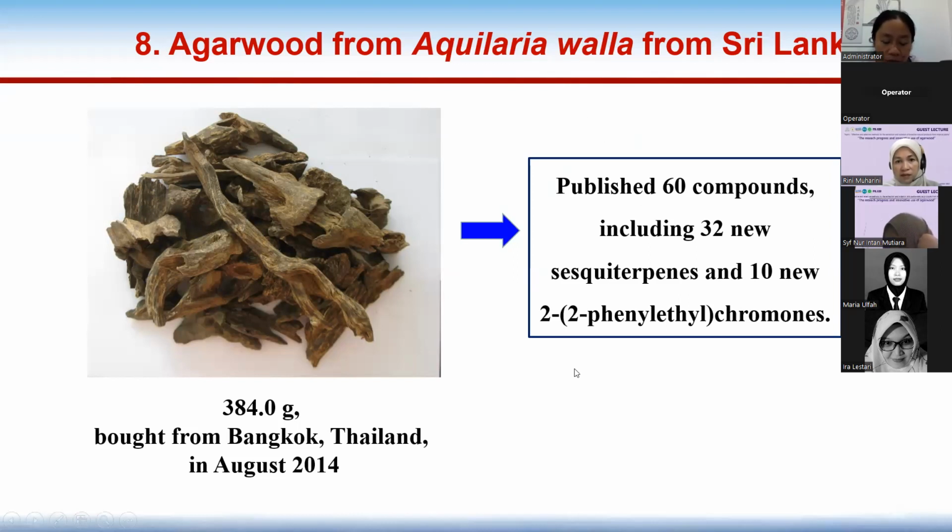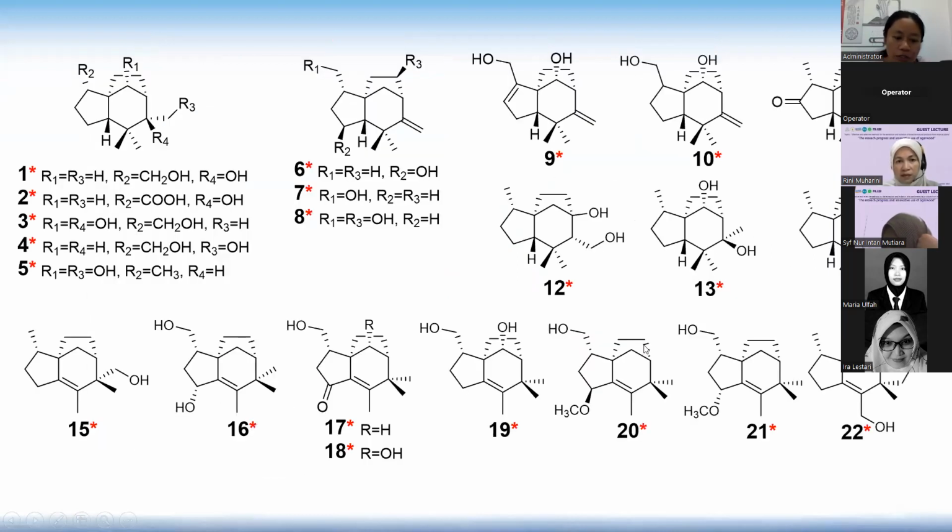And until now, we published 60 compounds. From this sample, 22 precursor-type cycloartane-type compounds were isolated. All of these structures consist of a 5-membered and a 6-membered ring. This type is not so common in nature. Until now, only this sample and Aquilaria malaccensis have been reported.